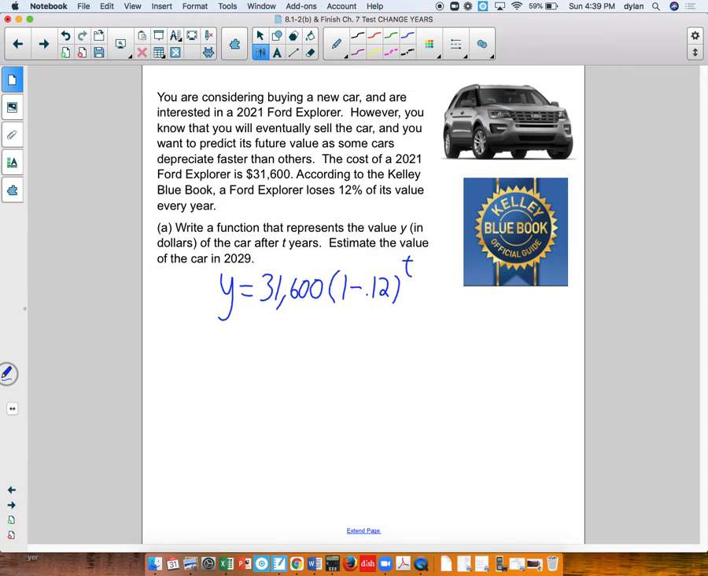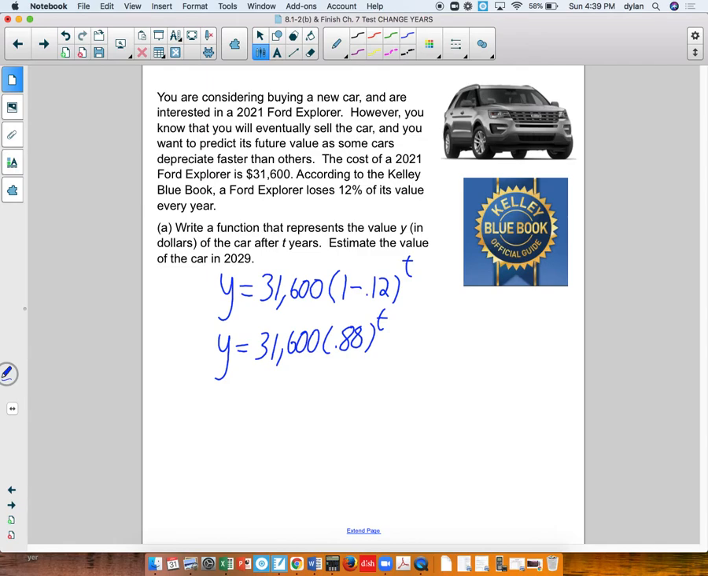We could simplify this to y equals 31,600 multiplied by 0.88 to the t. The 0.88 here is our decay factor. That's representing how much of the value is left every year compared to the previous year. So we're retaining 88% of our value each year.